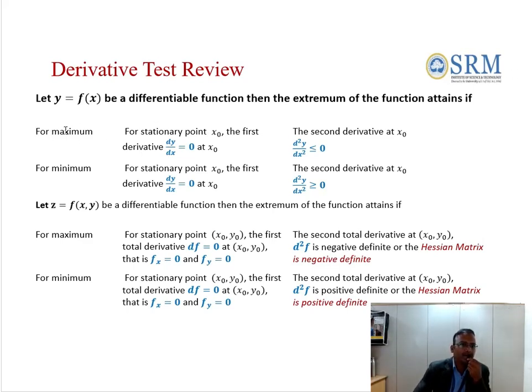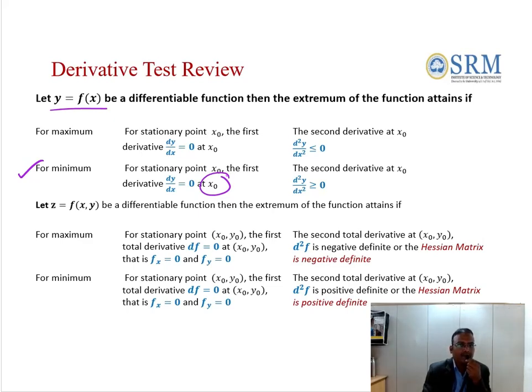For minimum, first we have to calculate the stationary point of the function. To find the stationary point, we have to differentiate the given function one time with respect to x and then equate to 0. That is, first calculate dy by dx and then equate to 0. That gives some point that is called x0. This point is called stationary point. After differentiating one time, equate to 0 and then solve for x, that gives a stationary point.